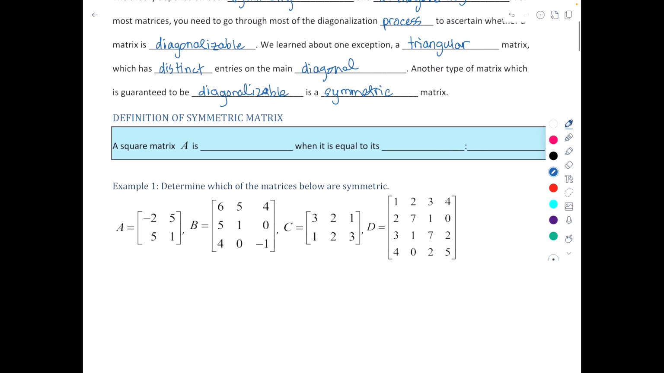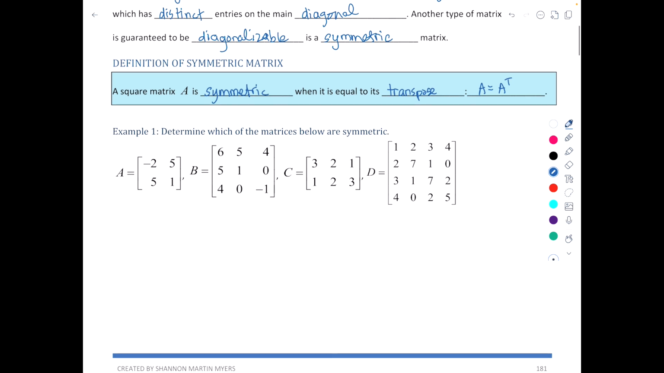So, definition of symmetric matrix: a square matrix A is symmetric when it is equal to its transpose. So you would have A equal to A transpose. So let's take a look at which of these guys are symmetric.